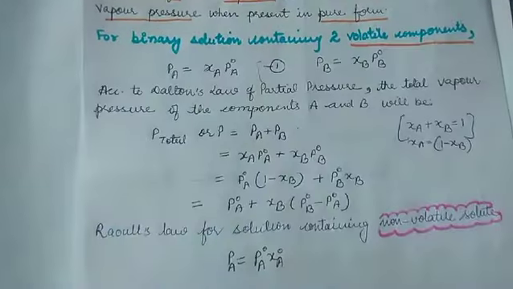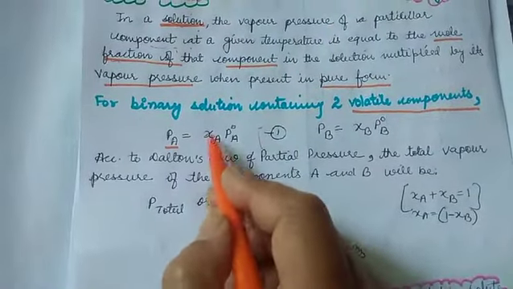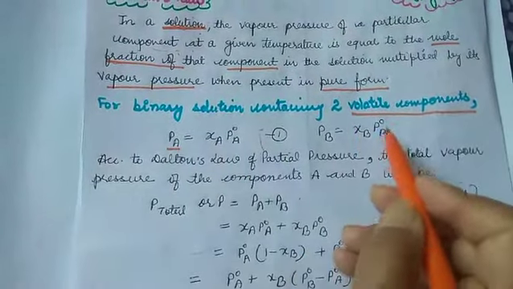And when we apply Raoult's law, as we have done on another page, we get PA is equal to XA P naught A, and PB is equal to XB P naught B.